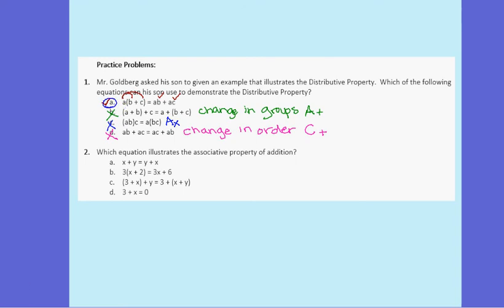Which equation illustrates the associative property of addition? Okay, so again, for the associative property of addition, like this example here, I need a change in groups. X and 2 are grouped together here. There's no group on this side. 3 plus X is grouped together here. Now X plus Y. This shows a change in groups. Choice C is the correct answer.